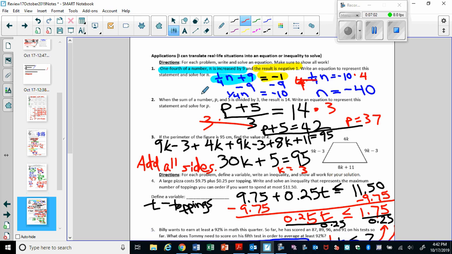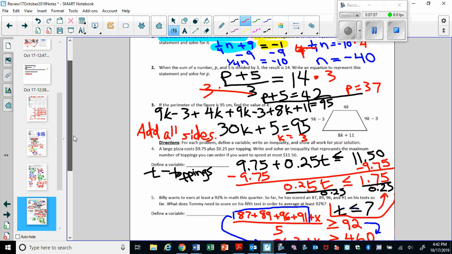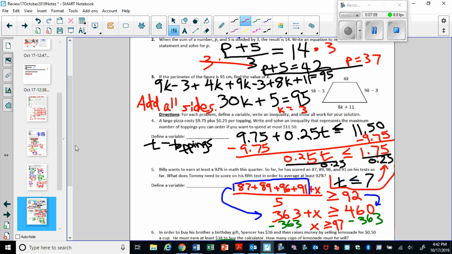Numbers 2 and 3 we did together, and 4 we also did, and 5 we even did together. Well, with 5 you add the data values, so your result is 363 plus x is greater than or equal to 460. Subtract both sides by 363, and then the result is x is greater than or equal to 97.